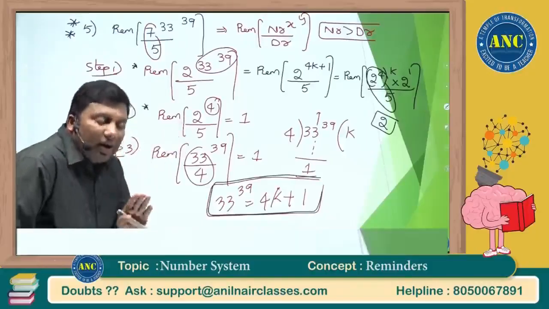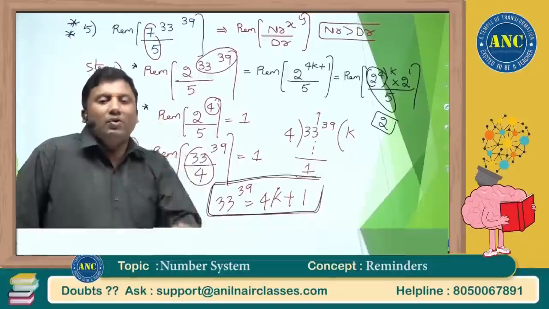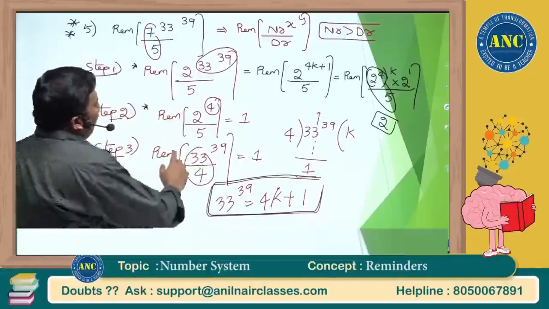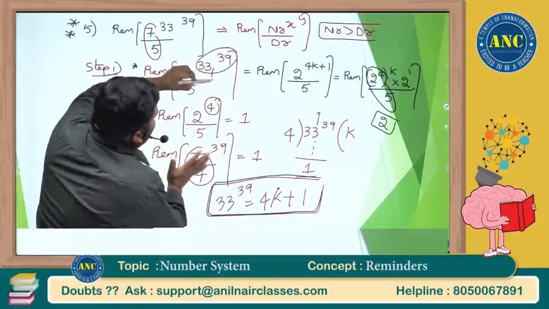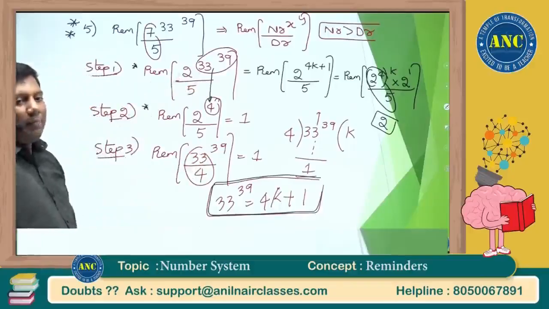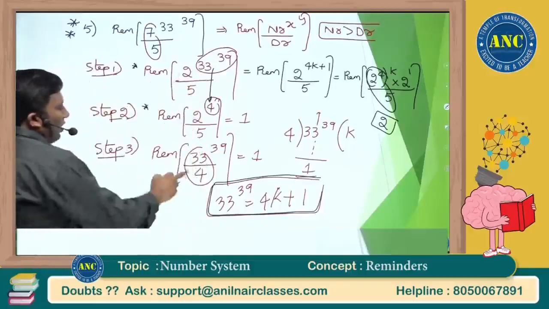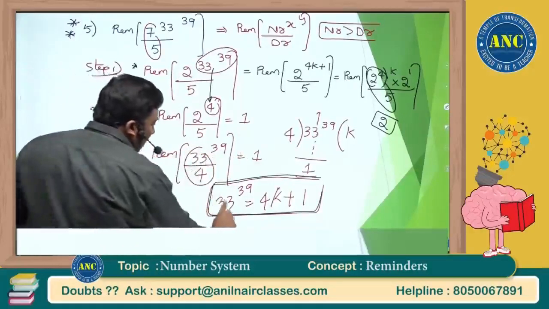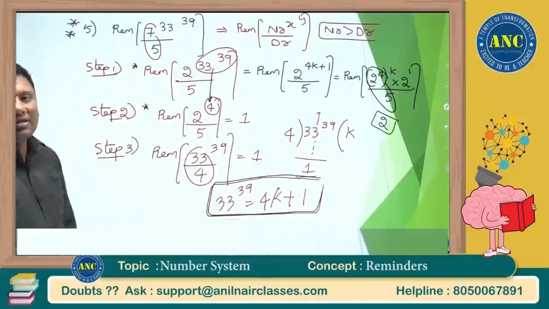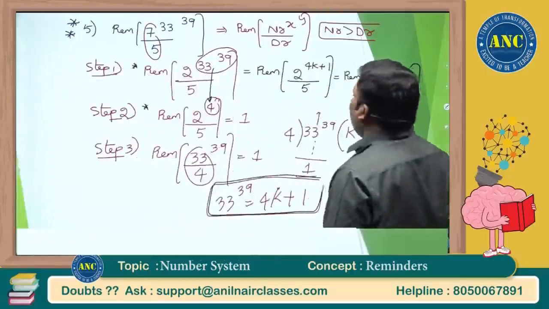Please do not take minus 1, as one more additional step is required. Why waste additional space and time? 2 power 4 divided by 5. Take the power which is required and divide by the power for which you got 1: 33 power 39 divided by 4. 4 8s are 32, remainder 1. Dividend equivalent to divisor into quotient plus remainder. I hope the fifth question is clear.